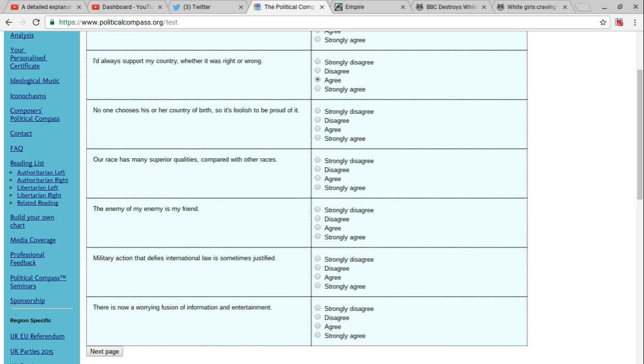No one chooses his or her country of birth, so it is foolish to be proud of it. No, I strongly disagree with that. You know, I was raised in this country, in this culture. I like it. For all its failings, it's still benefited me to live here. By sitting here saying that nobody chooses his or her country of birth, so it's foolish to be proud of it. Well, fuck, man, I could have been born in the goddamn Congo, where people use rape as a weapon of war. I wouldn't want to be proud of that. I'd try to fucking flee, go somewhere else.